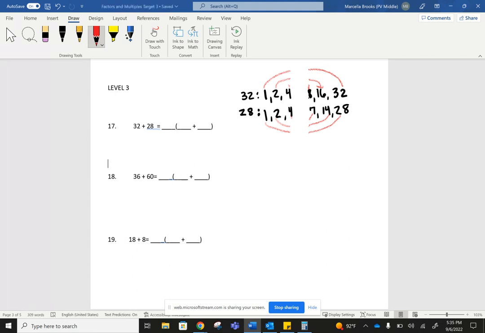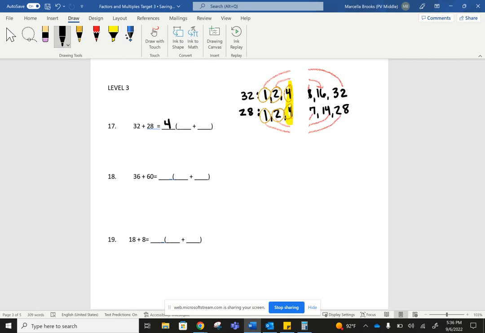Okay, so what numbers do they have in common? Looks like they have a 1 in common, like all numbers. They have a 2 in common. They have a 4 in common. Remember, common means they both have that number. And it looks like that's it. So 4 is our winner because it's the biggest number they both have in common. So that is going to go on the outside of the parentheses. 4.